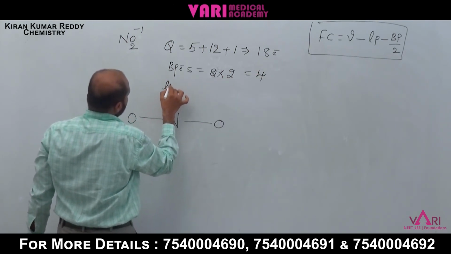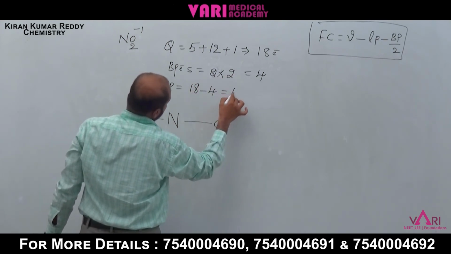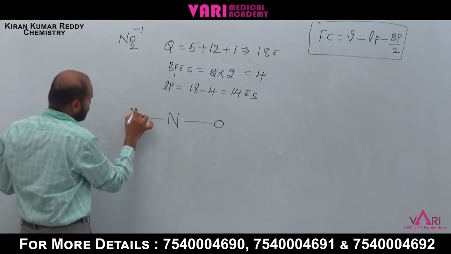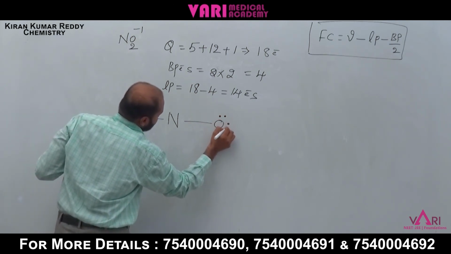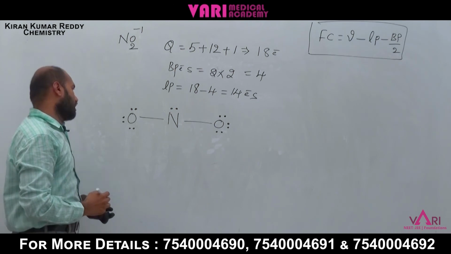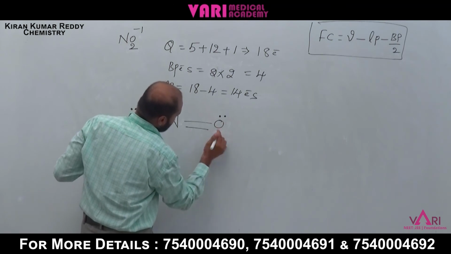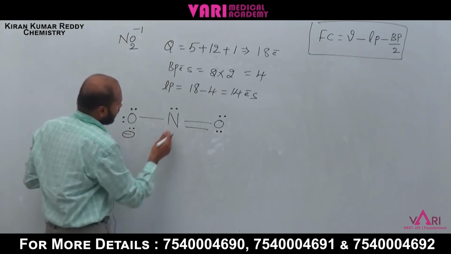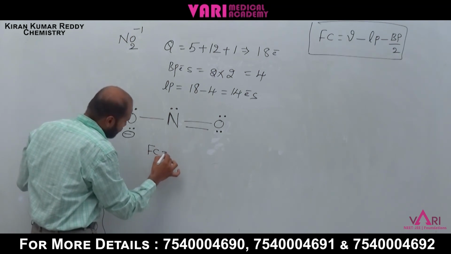Now I am taking the lone pair electrons: 18 minus 4 is equal to 14 electrons. These 14 electrons I will put here: 1, 2, 3, 4, 5, 6, and here 7, 8, 9, 10, 11, 12, 13 and 14. Now I write the formal charge. Here is one double bond, and next here is one formal charge minus, and here is no positive charge. Now I am checking the formal charge of this oxygen atom.